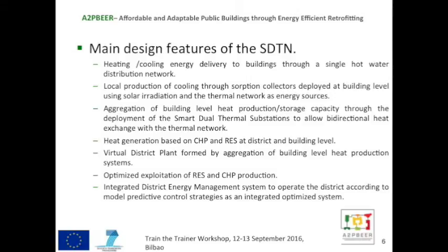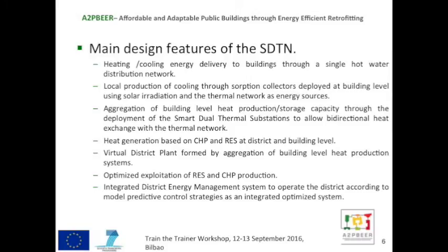On the other hand, as efficiency is very important, in order to have an efficient and economically feasible exploitation of this kind of thermal network concept, the hot water generation has to be always based, or almost completely, ideally completely, on renewables and CHP technologies. And additionally, as said before, thanks to the aggregation of the smart dual thermal substation that enables the bidirectional interaction of the thermal network and the buildings, we can aggregate the production of the CHP units that are located at building level and we can create what we call a virtual district plant that can be controlled and operated exactly the same as we operate the heating plant of the district, thanks to this aggregation.